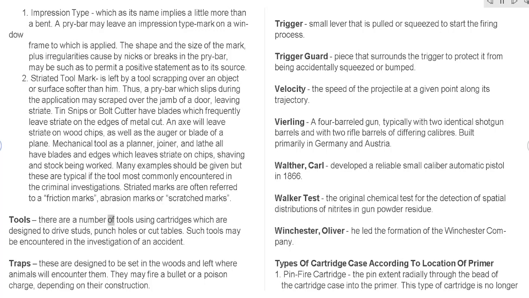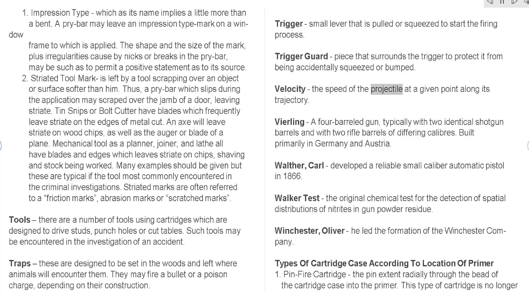Tools: there are a number of tools using cartridges which are designed to drive studs, punch holes or cut cables. Such tools may be encountered in the investigation of an accident. Traps: these are designed to be set in the woods and left where animals will encounter them. They may fire a bullet or a poison charge, depending on their construction. Trigger: a small lever that is pulled or squeezed to start the firing process. Trigger guard: a piece that surrounds the trigger to protect it from being accidentally squeezed or bumped.